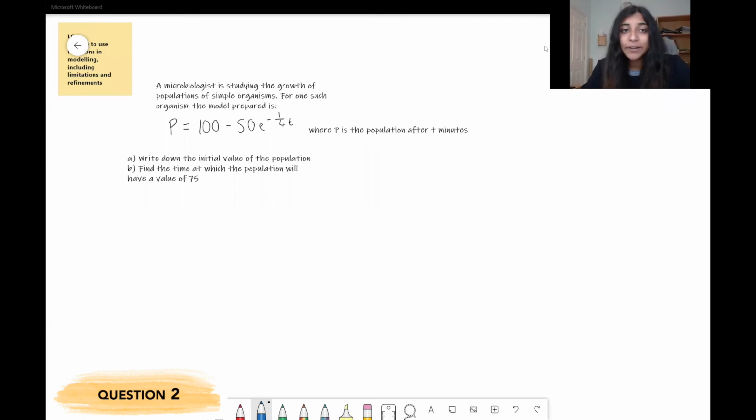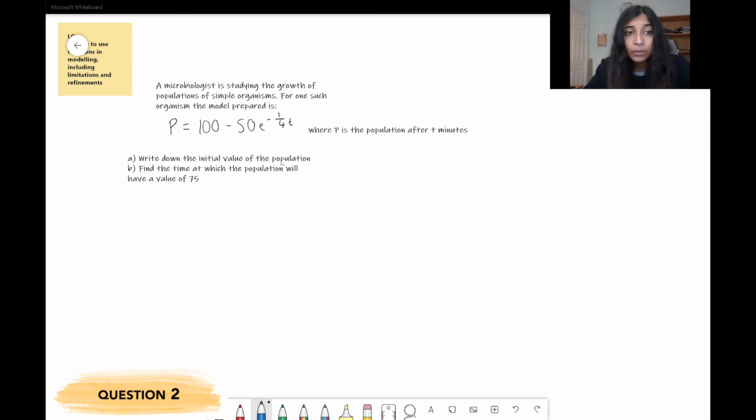We have a question here on how we can actually apply a model to solve different aspects of the question. So if you don't remember exponentials, then make sure you review that lesson and then come back to try and solve this. But feel free to pause the video now and try it for yourself. So we have a microbiologist studying the growth of populations of simple organisms. For one such organism, the model prepared is P equals 100 minus 50 e to the power of minus a quarter t.